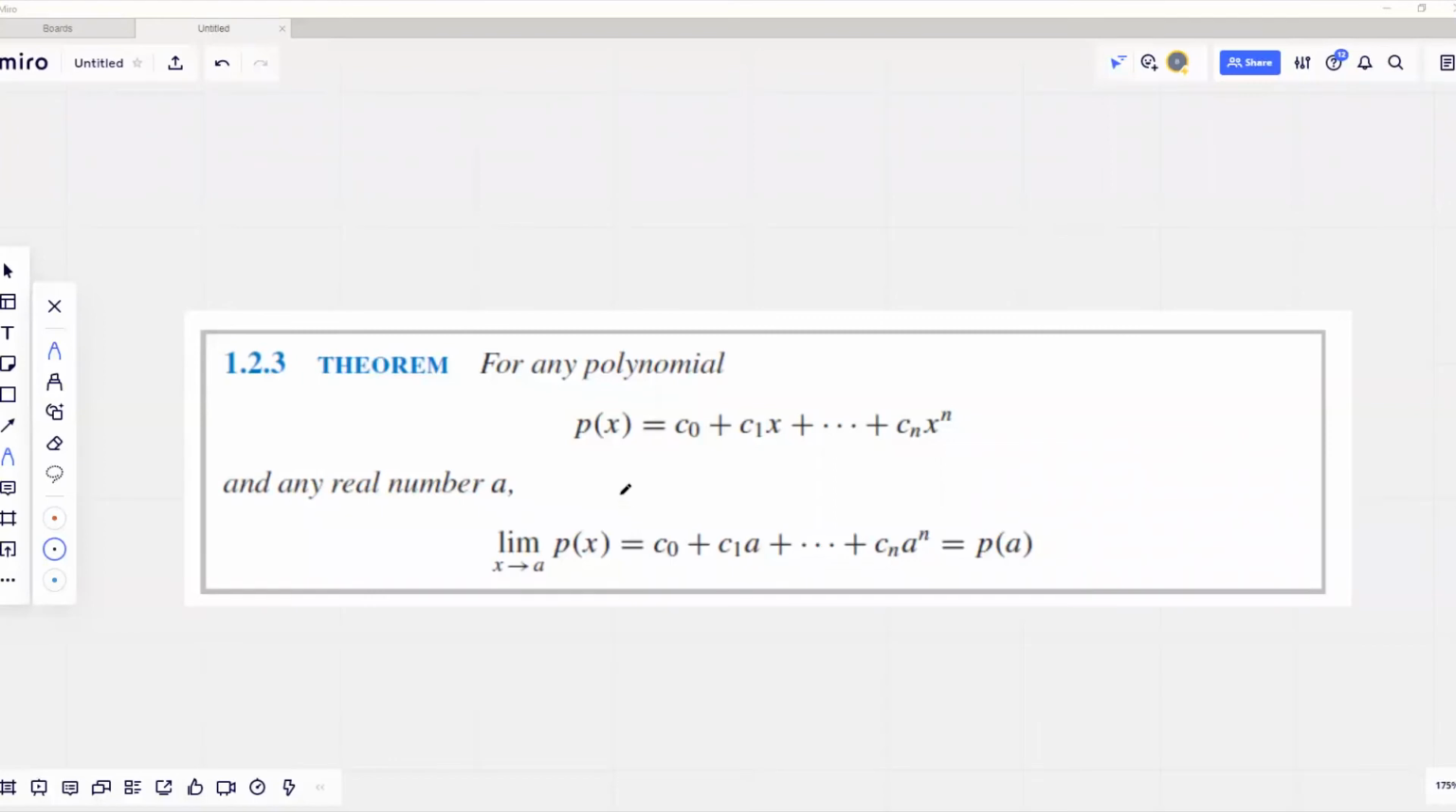Next property is for polynomials. Limit of polynomial p of x as x approaches a is simply equal to the value of the polynomial at point a, for any real number a.